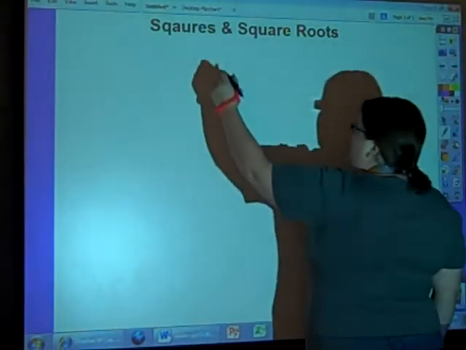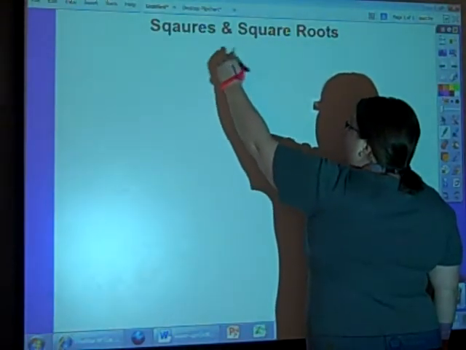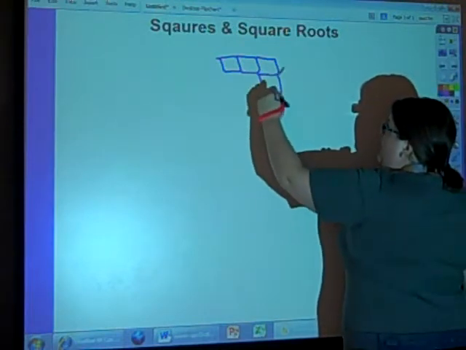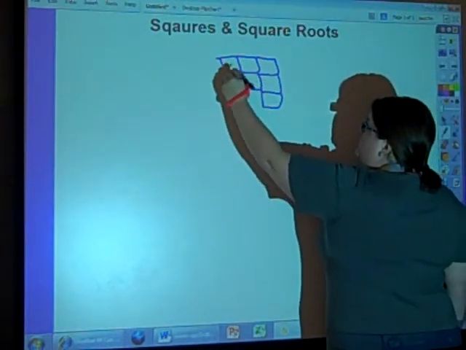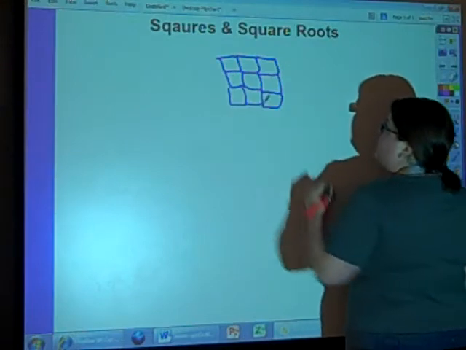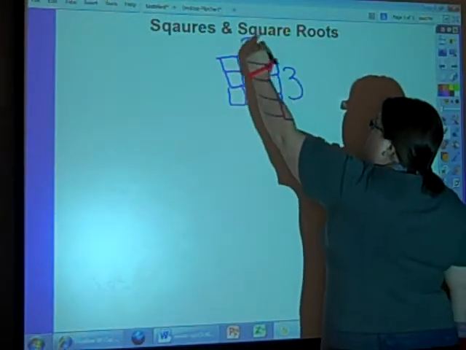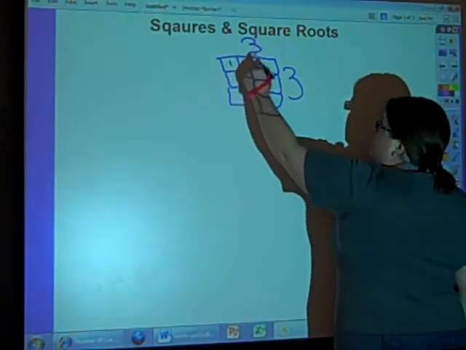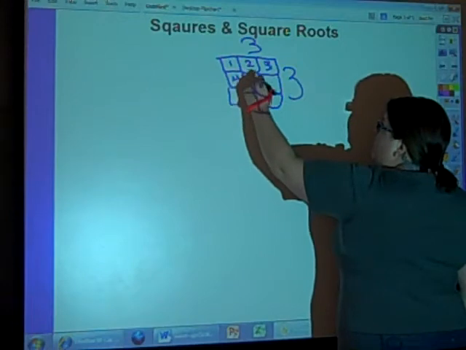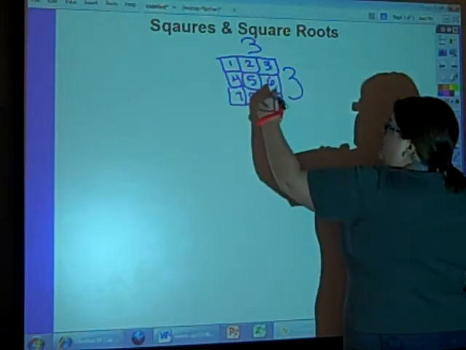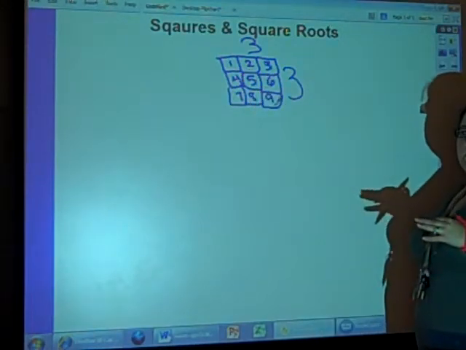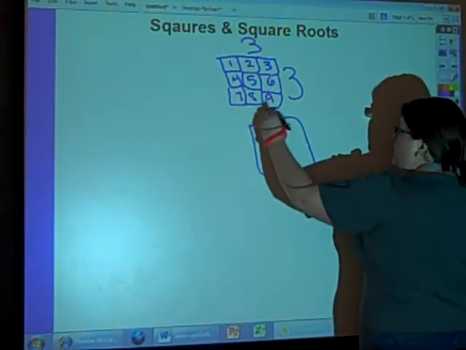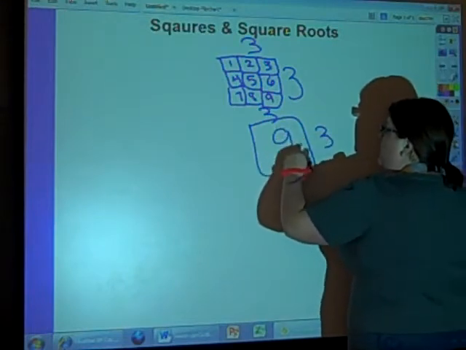For the students, what you should think of is the first activity we did with the Cheez-Its. If you had 3 Cheez-Its for the length, and 3 Cheez-Its going the other way around, it was a 3 by 3. That meant the total area was 1, 2, 3, 4, 5, 6, 7, 8, 9. There were a total of 9 Cheez-Its, so a 3 by 3 has an area of 9.